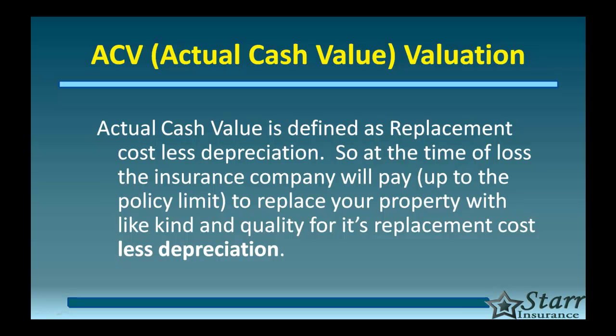Actual cash value is defined as replacement cost less depreciation. So at the time of loss, the insurance company will pay up to the policy limit to replace your property with like kind and quality for its replacement cost less the depreciation. Same example, building built in the year 2000. In the year 2010, the replacement cost, of course, is a lot higher, but the depreciated value is quite a bit less. So if it's depreciated at 3% a year over 10 years, we'll subtract that depreciation amount off the amount that we're going to pay to replace.